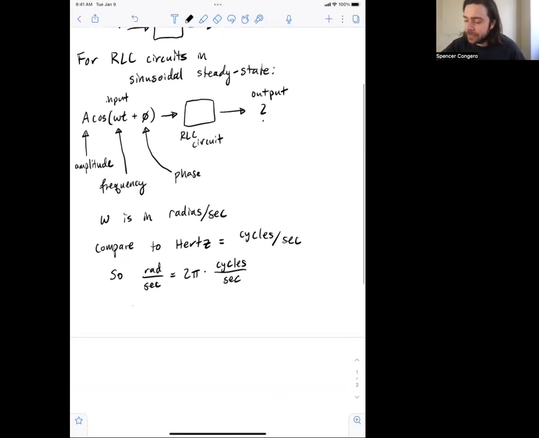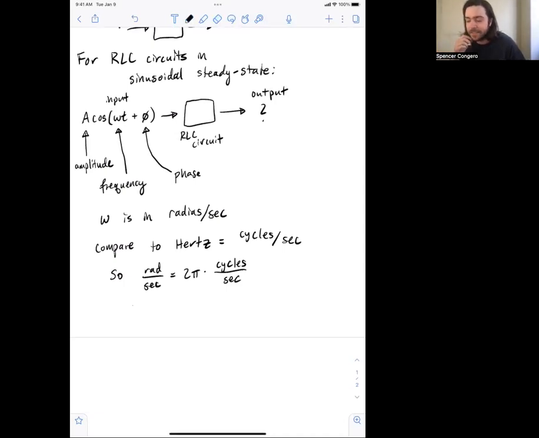And for an RLC circuit in sinusoidal steady state, when our input is a sinusoid, we know all of the signals involved anywhere in the circuit are also going to be sinusoids. In particular, our output is also going to be a sinusoid with the same frequency. Okay, so what could we do?